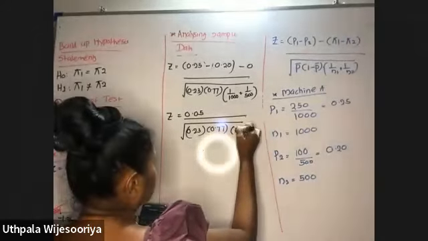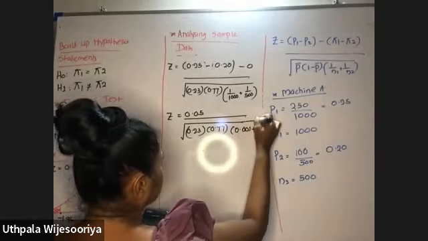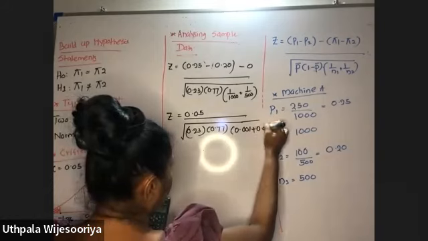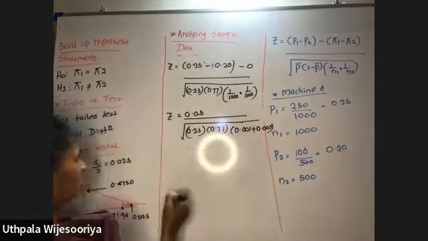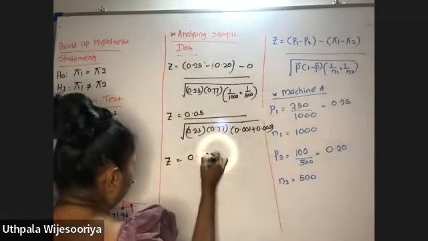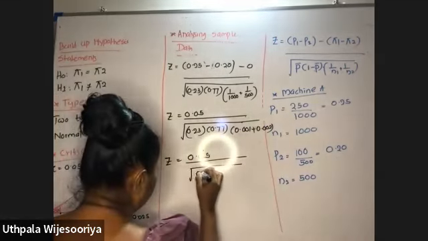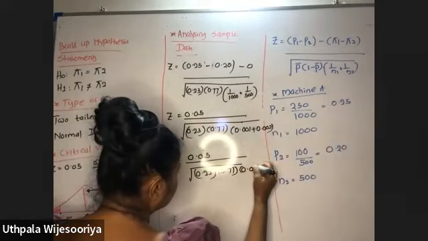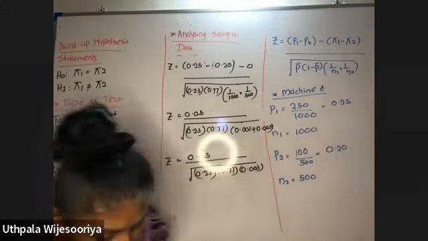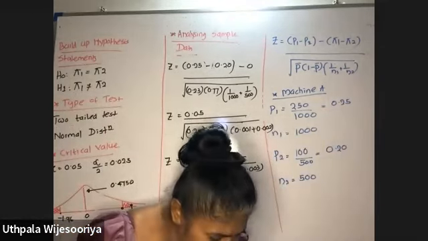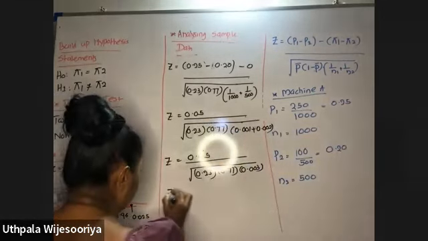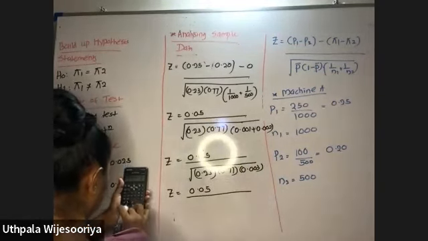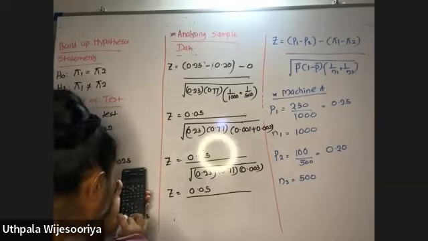1 over 1,000 is 0.001, plus 1 over 500 is 0.002, so the sum is 0.003. So Z is equal to 0.05 divided by the square root of 0.23 times 0.77 times 0.003.